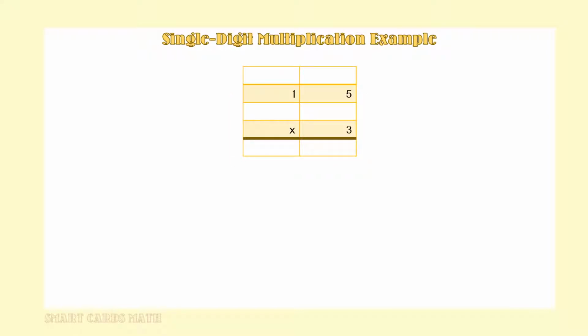15 times 3. Let's start multiplying in the ones place, and if necessary, regroup as we go along. 3 times 5 is 15. Write down the 5, carry the 1. 3 times 1 is 3. Add on 1 more to get 4 for a final answer of 45.